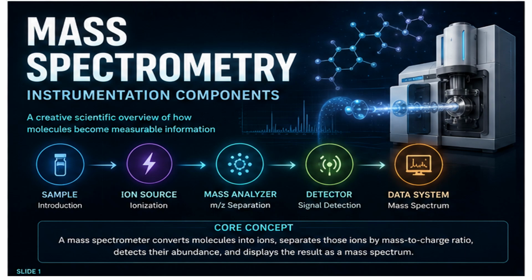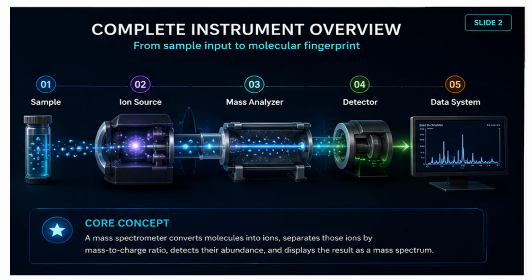So, the core concept is simple. A mass spectrometer converts molecules into ions, separates those ions by mass-to-charge ratio, detects their abundance, and displays the result as a mass spectrum. Now, let's understand the complete instrument overview.